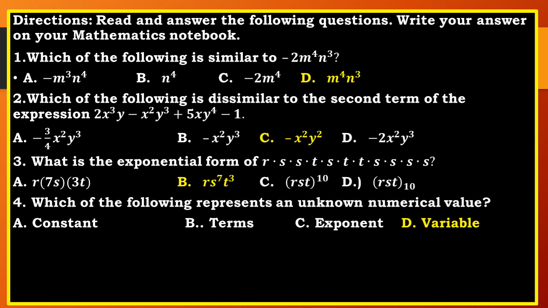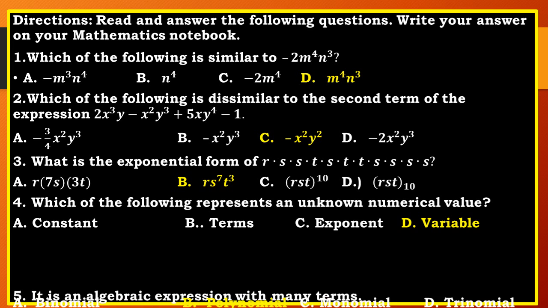Which of the following represents an unknown numerical value? We have A, constant, B, terms, C, exponent, D, variable. So the answer is letter D, variable, because a constant is a fixed number. Terms are separated by the operations. Exponent is the number above the given number or variable. So the answer is letter D, variable.